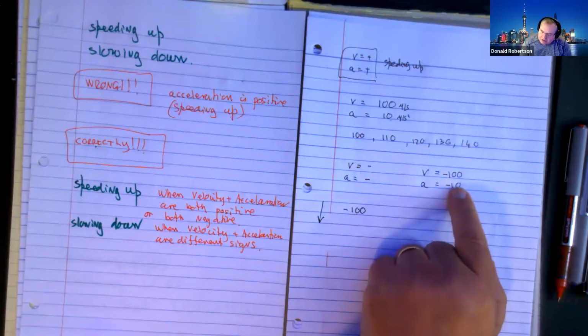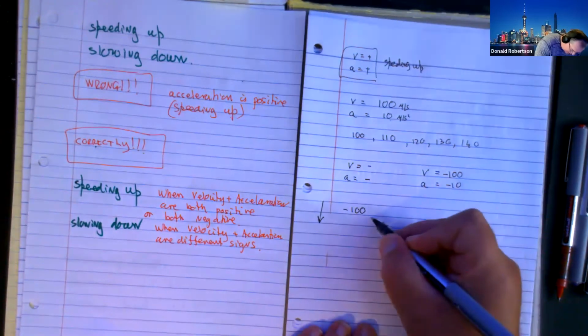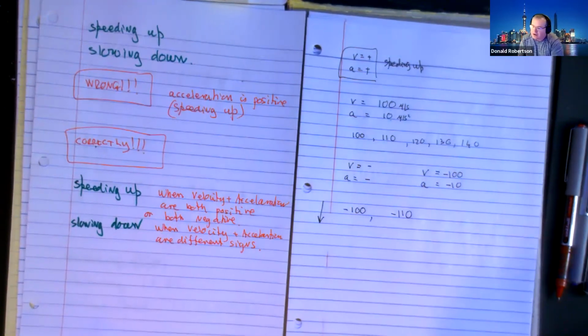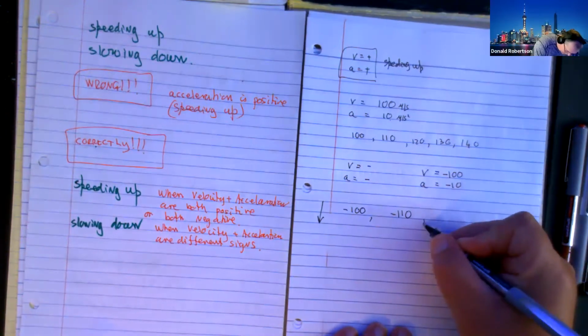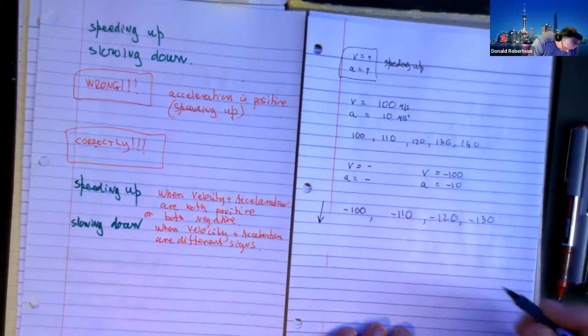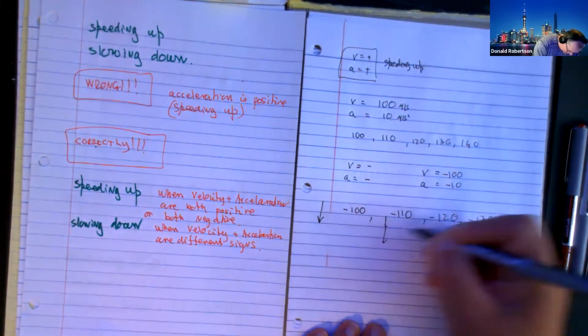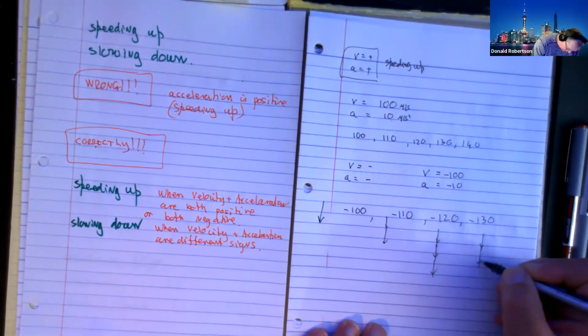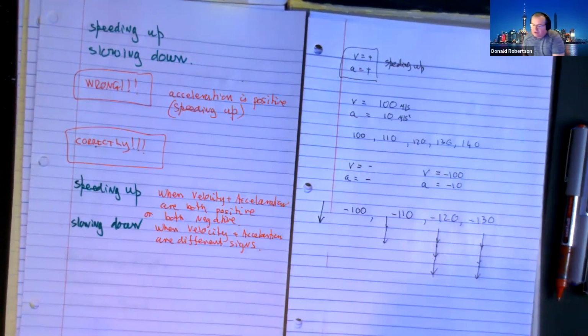Now, when the acceleration is negative 10, that means that the new velocity now becomes negative 110, doesn't it? Negative 100, take away 10, negative 110. And then it becomes negative 120, negative 130. Isn't this object just getting faster and faster towards the ground? But isn't it still speeding up? Isn't it getting faster and faster?